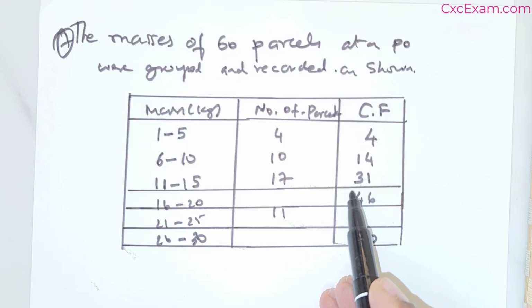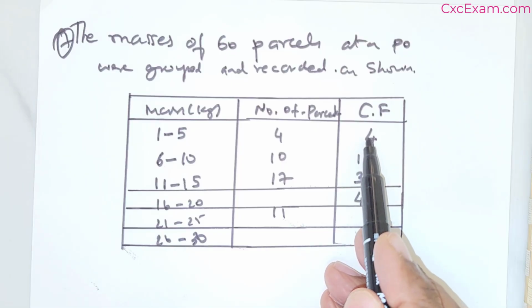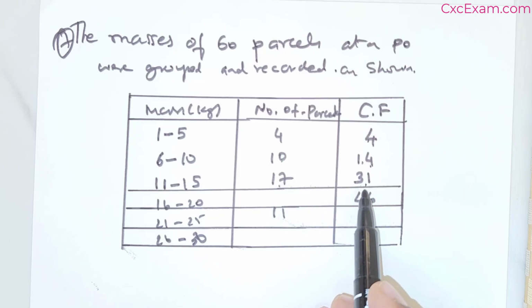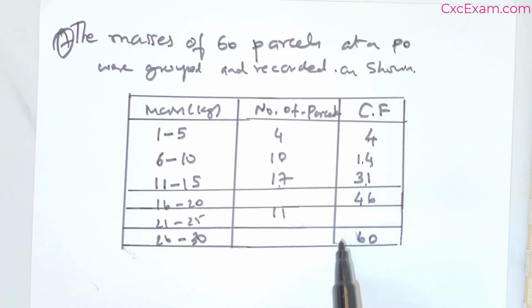Now clearly cumulative frequency operates like this. 4 added with 10 will give you 14, 14 added with 17 will give you 31. Now you have to figure out what you need to add to 31 to get 46. Clearly it is 15. Similarly, what would you get when you add 46 with the 11? Clearly it's going to be 57. What should you add to 57 to get 60? That's going to be 3, right?